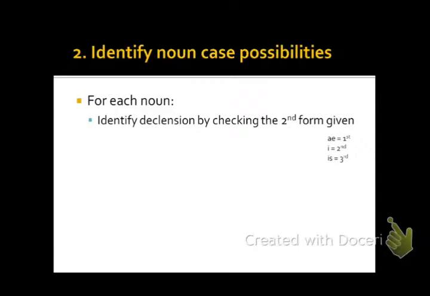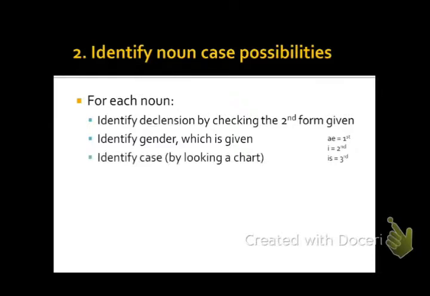Next, you identify the gender, which if you look it up is given to you pretty much all the time, and it matters what gender it is when you're identifying the specific ending. Because when you go to identify the case by looking at a chart, you need to look at it based on the declension and the gender.